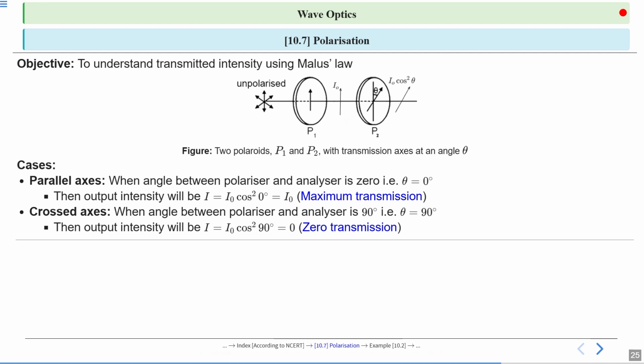We have discussed that in one position there is complete darkness. That is the position when the transmission axes of both the Polaroids are at 90 degrees. When we rotate the analyzer through 90 degrees from this complete darkness position, the intensity is maximum. That is the case when the axes become parallel. When the transmission axes of both analyzer and polarizer are parallel, there is maximum transmission of light.